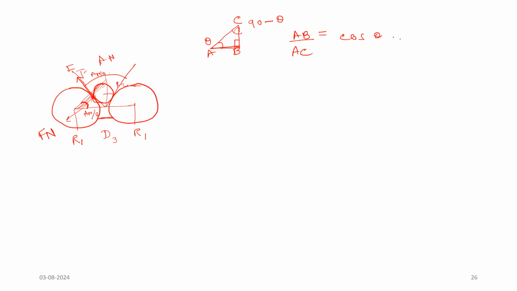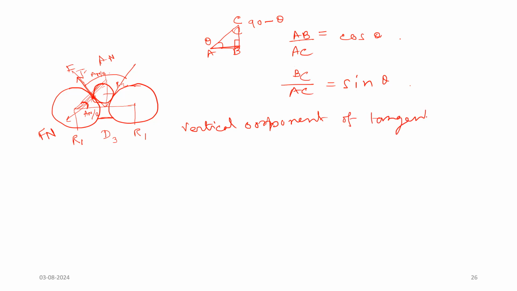Yes, so this is called cos theta, right? And when we write BC by AC, it is called sin theta, right? So in case of FT, its vertical component is the cos theta one. So we'll see the vertical component.